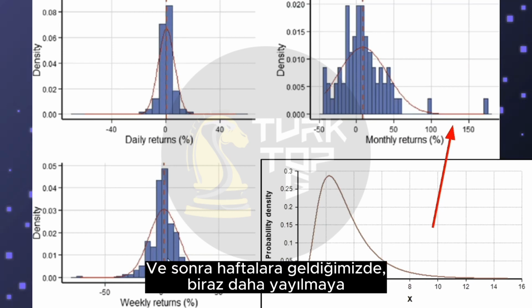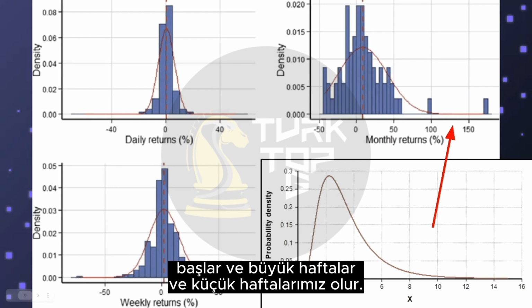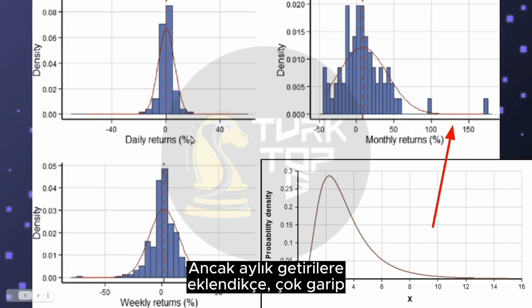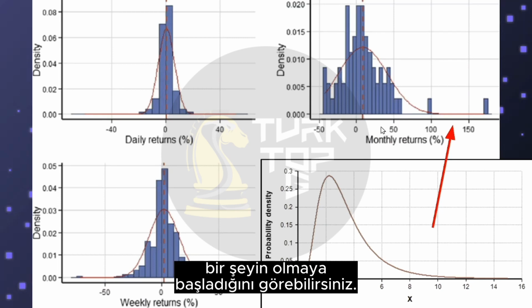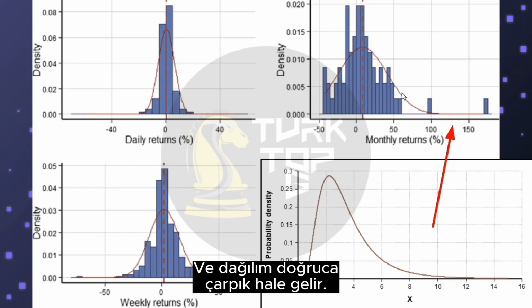And then as we get to weeks, it starts to spread out a little further, and we have big weeks and small weeks. But as we get out into monthly returns, you can see something very weird starts to happen, and the distribution gets skewed right out to the right-hand side on the positive returns aspect of it.